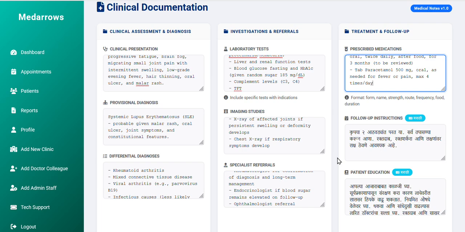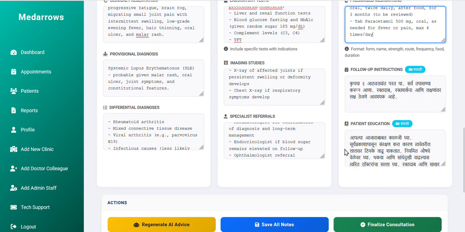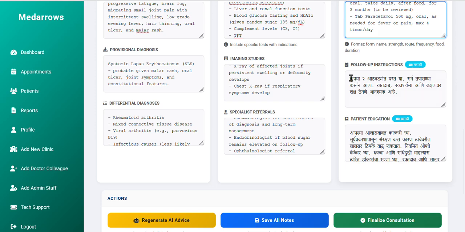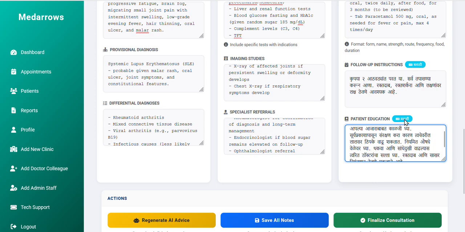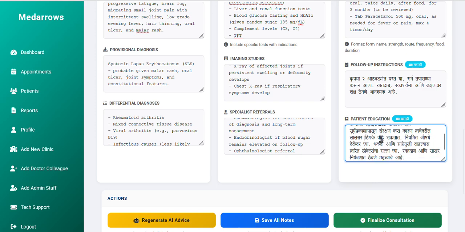Until then, I will give the patient a home BP machine, and maybe she can check her blood pressure at home 3-4 times to confirm, record the blood pressure, and bring it next time for the diagnosis. Okay, so there are instructions for the patient, you can add, edit, and there is patient education as well. Okay, in the language you can choose the language.